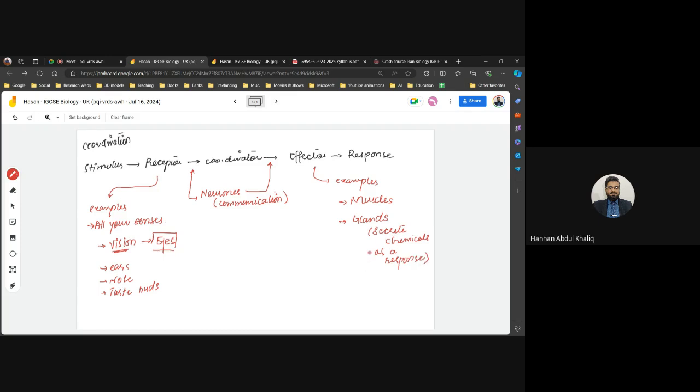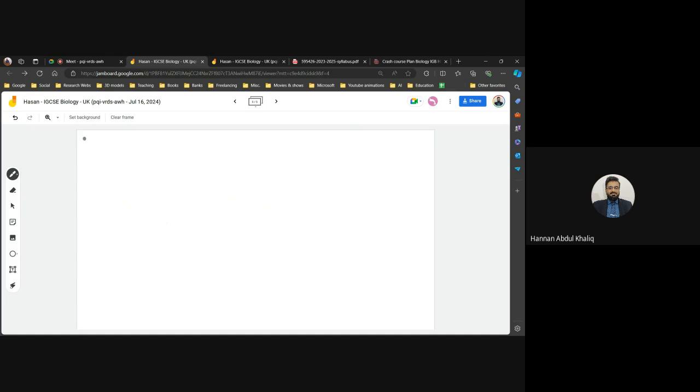They secrete chemicals as a response. So these are actually different examples. Now, actually, what do we do? According to our syllabus, we'll discuss the eyes and we'll discuss the glands. These two are main focus. Since we don't have much time for now, I will first discuss the glands. Then I'll start the topic of eye in the next lesson, and it would be finished in only one lesson.